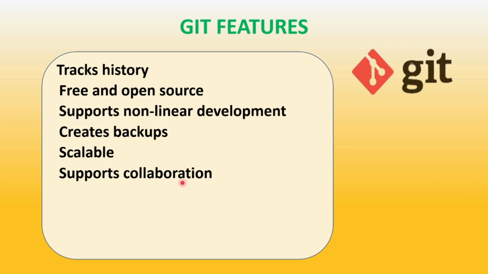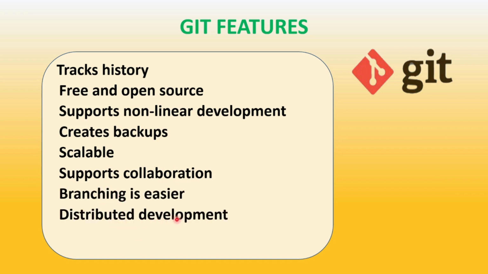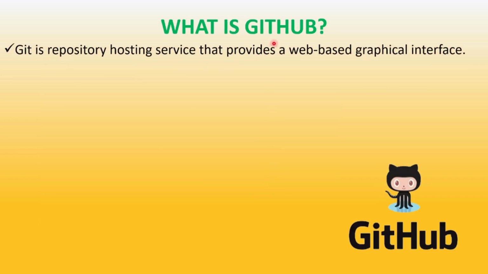So it supports the collaboration of the team. Branching is easier and works in distributed development environment. Then we'll see what is GitHub. Now GitHub is a repository hosting service that provides a web-based graphical user interface. It is a website. You need an internet and it is hosted on the cloud.